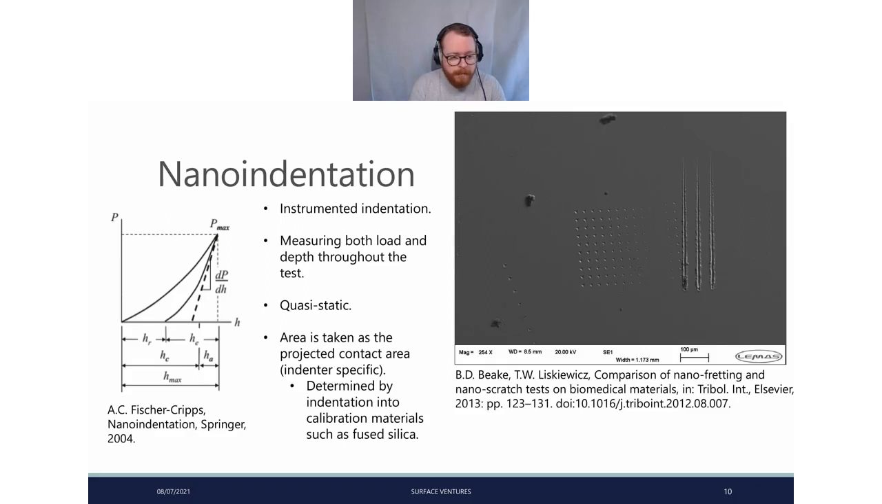Nano indents are typically performed quasi-statically, which is essentially to say extremely slowly, and our area afterwards is taken as the projected contact area. We can determine this by indentation into calibration materials, such as fused silica, and we can also use this calibration to determine our tip sharpness, because this can change throughout the indenter's lifespan. What we have here is a nice little picture of a grid of nano indents, and also some scratches which seem to have gone over one of the indent grids there.